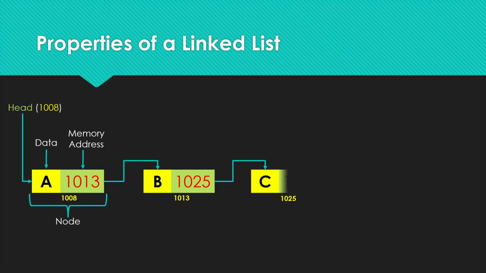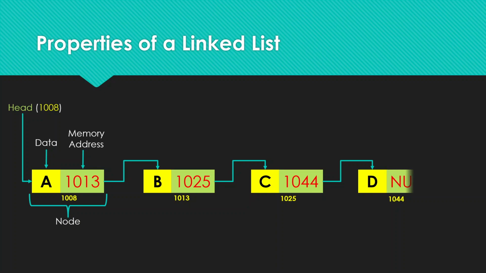The next node has stored a C, and the memory address of the next node, which is 1044. The node at 1044 has a D, and for the memory address part, it has a null. So null means that this particular address is storing a value that is not meaningful. That is what null means in programming.